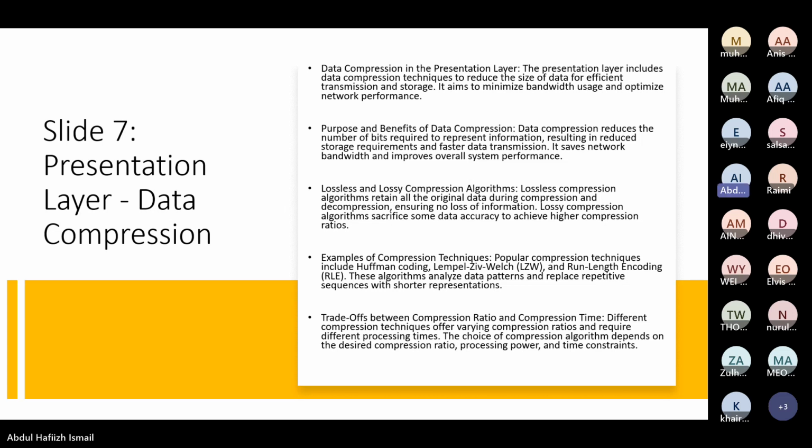So on the other hand, lossy compression algorithms sacrifice some data accuracy to achieve higher compression ratios. These algorithms identify and remove redundant or less critical information from the data. And lossy compression is commonly used for media files such as images, audio, and video. While it achieves higher compression ratios, there is a trade-off in terms of data accuracy.